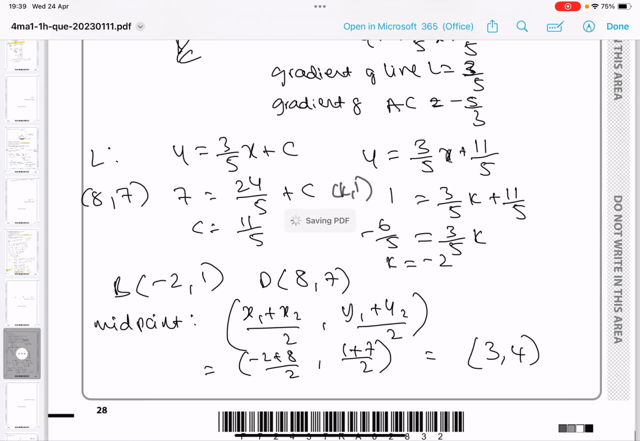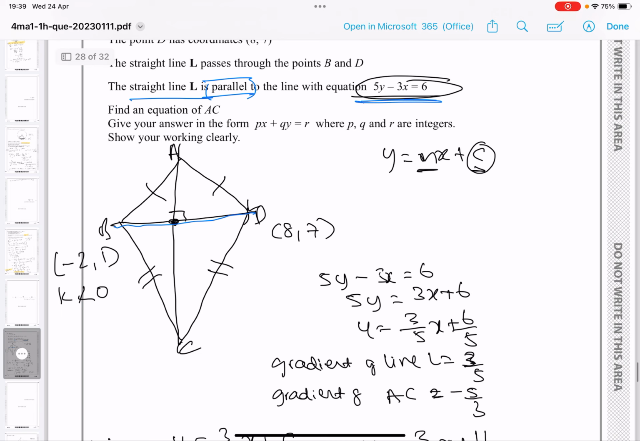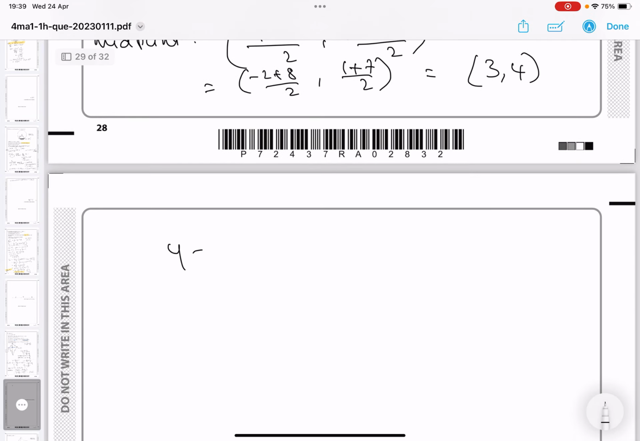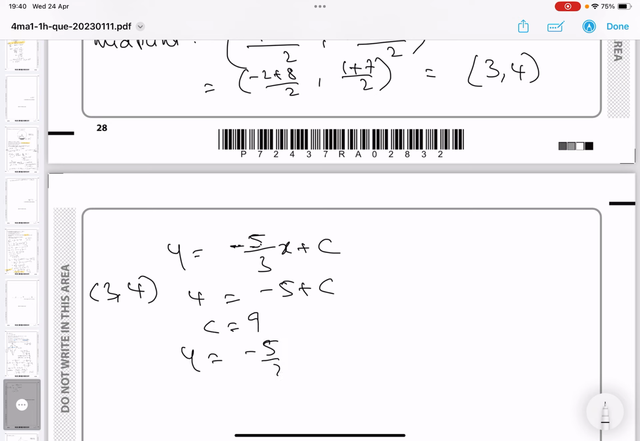Now that we have the midpoint, we can substitute it into this equation for AC. We know the gradient of AC, we know some coordinates to substitute, so now we can easily work out the line. The gradient we worked out was minus 5 over 3, because it was the negative reciprocal of line L, and we know the coordinates of the point are 3, 4. So let's substitute that in here. Minus 5 over 3 multiplied by 3 is minus 5, plus c equals 4. So c equals 9. y equals minus 5 over 3x plus 9.